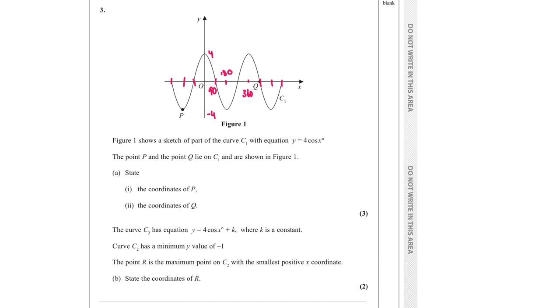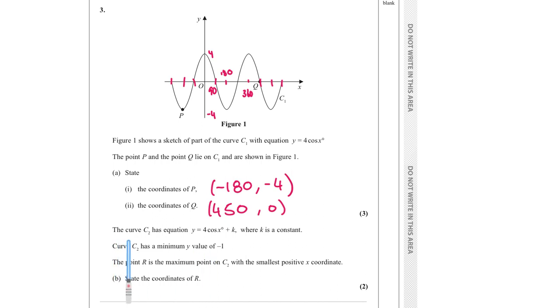So state the coordinates of P. So P is minus 90, minus 180, minus 4. So minus 180, minus 4. For Q, this is 360. Another one plus 90 is 450. So that's 450 and my height is 0.